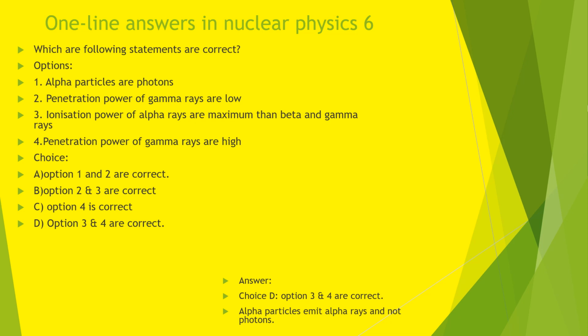Choices: A, options 1 and 2 are correct. B, options 2 and 3 are correct. C, option 4 is correct. D, options 3 and 4 are correct. The real answer is choice D, that is options 3 and 4 are correct. Alpha particles emit alpha rays and not photons.